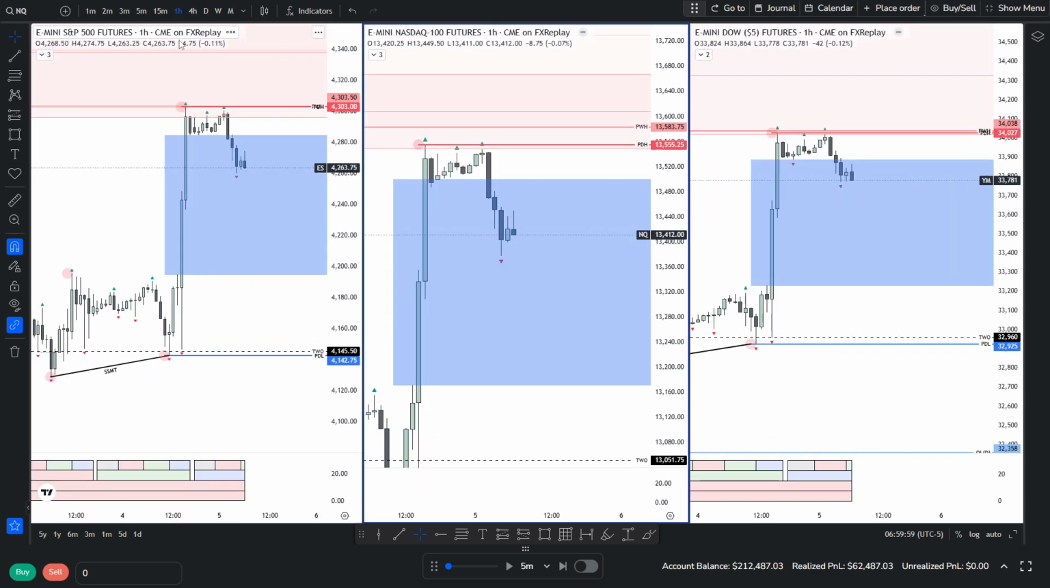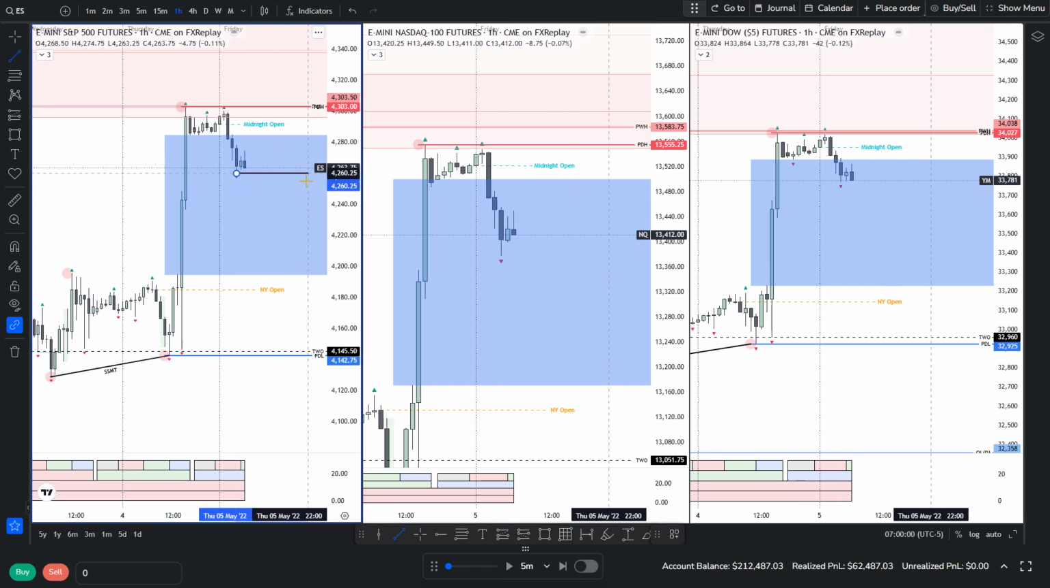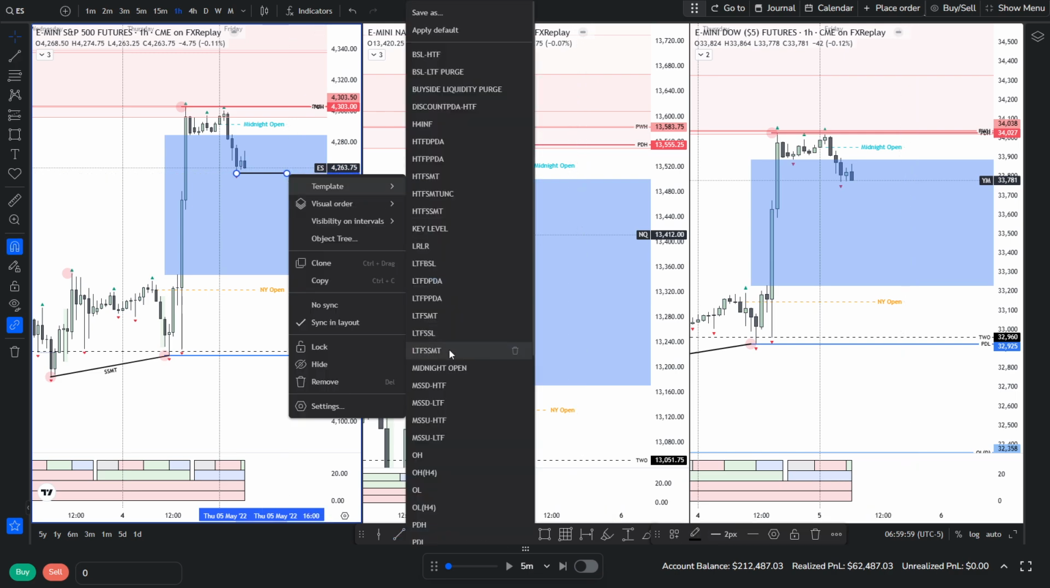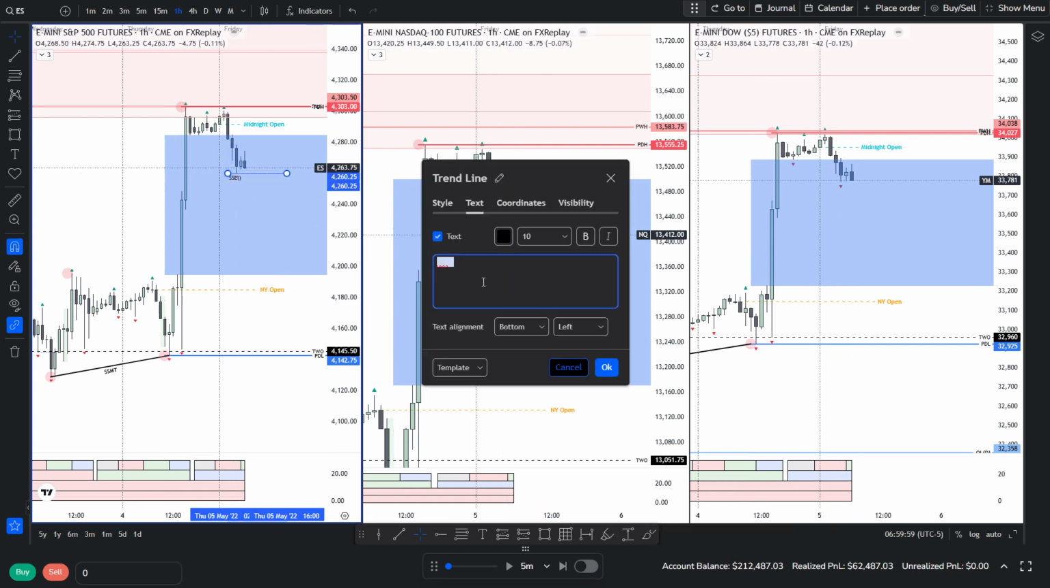Yeah, so obviously we've formed this low here, but conditions to me are extremely difficult. They don't appear to be high probability for a trade idea. So we've obviously got the London low here.